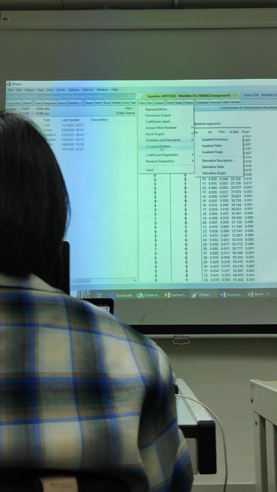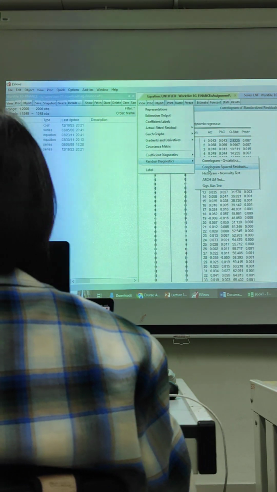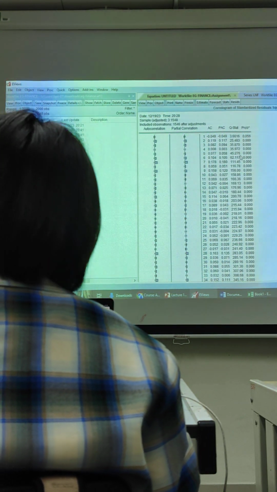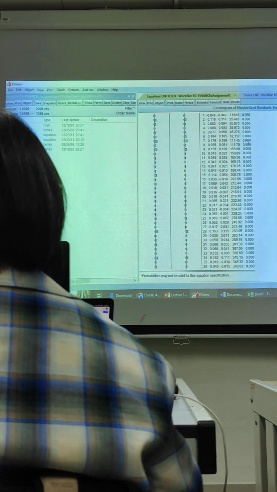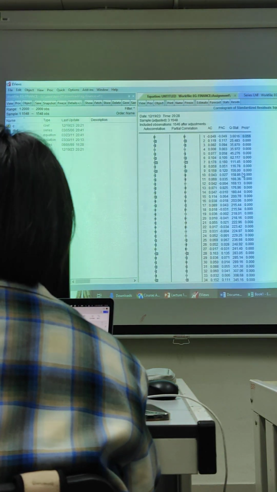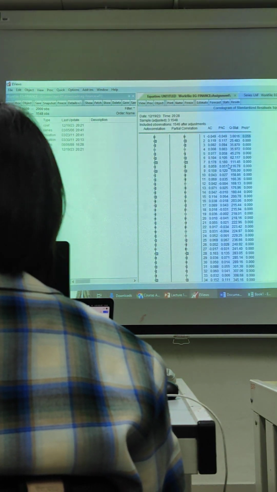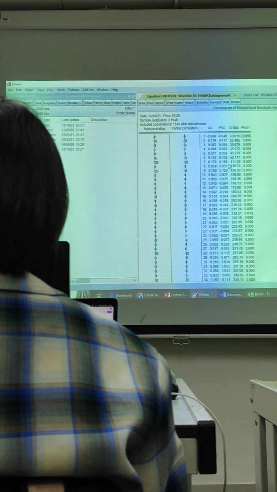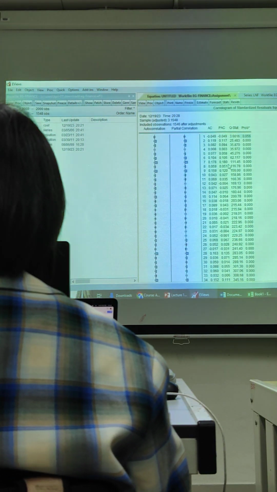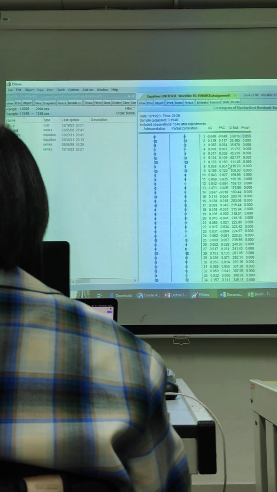So how about the squared version? You can go to the correlogram of squared residuals. Here, the Q-statistic is also highly significant. So it gives a signal that this model is not appropriate for modeling the volatility series, the risk series.